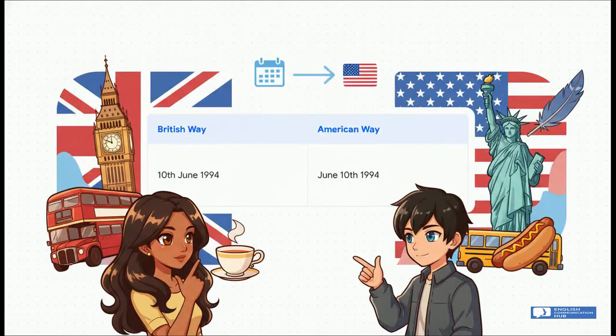Let's look at this with a real birthday. The British way, you'd say it's the 10th June 1994. But the American way is June 10th, 1994. It's the exact same day, but the structure is completely different. If you can remember this one example, honestly, you've got the key to understanding everything else.